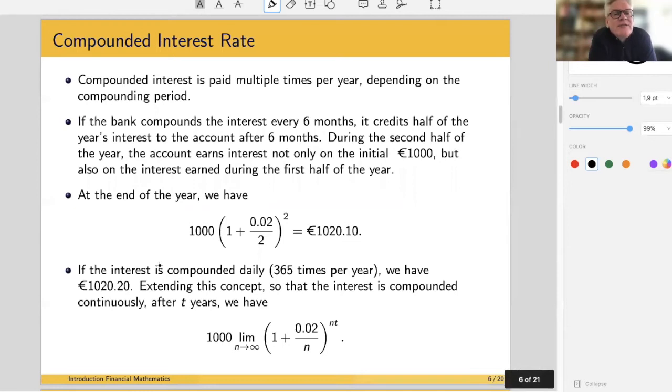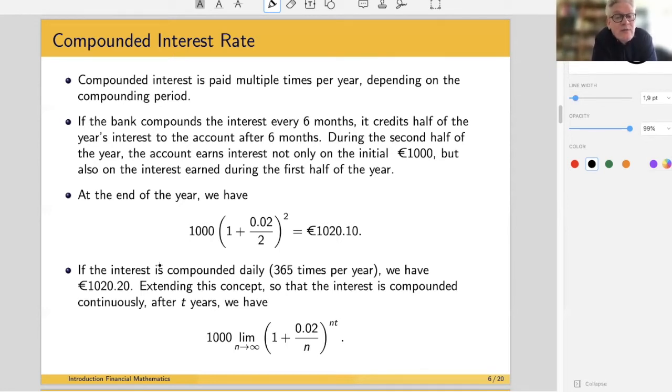So compounded interest is paid multiple times per year, and it depends on the compounding period. Suppose a bank compounds the interest every 6 months. So in the first half of the year, you get the interest related to the first 6 months, and during the second half of the year, the account earns interest not only on the initial money, say €1,000, but also on the interest earned during the first half of the year.